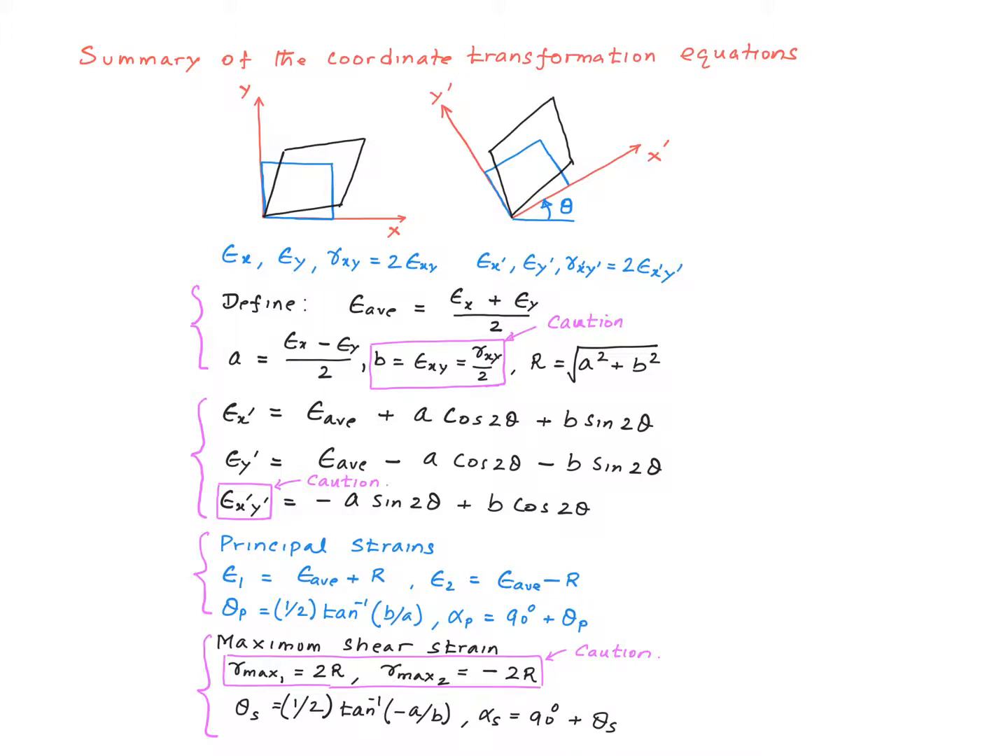Next, these are the equations for finding the principal strains, epsilon 1 and epsilon 2. And we also calculate two angles to go with these principal strains, theta p and alpha p, but we don't know which one goes with what. So I have a comment on the next slide on that. Finally, we calculate the maximum shear strains by these equations. Here too, we calculate two angles, theta s and alpha s.